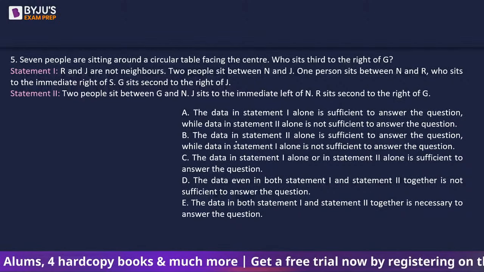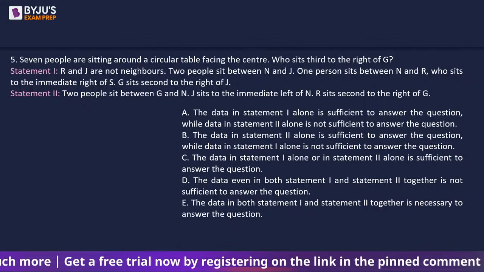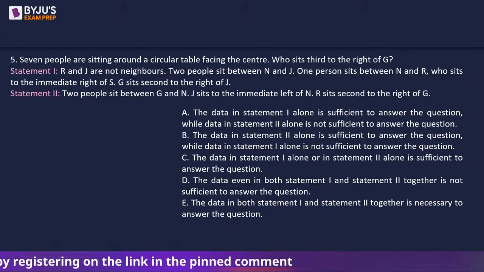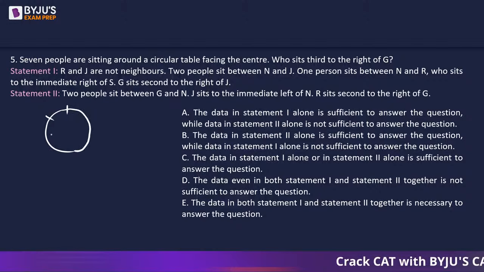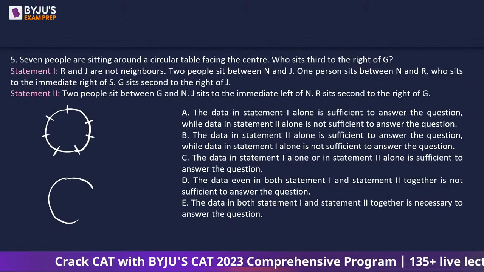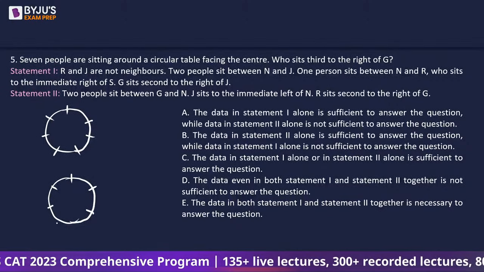Next question. 7 people are sitting around a circular table facing the center. Who sits third to the right of G? 7 people. Okay. So let's draw a circular table, and we need 7 people. So 1, 2, 3, 4, 5, 6, 7. This is for the first statement, and let's draw for the second as well. And then later on we will combine if required.